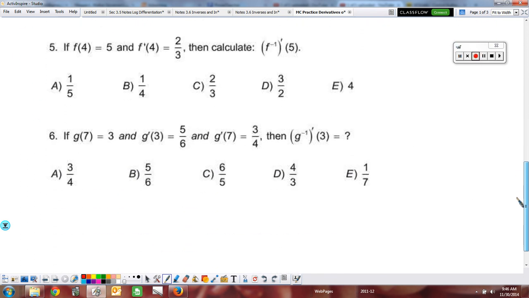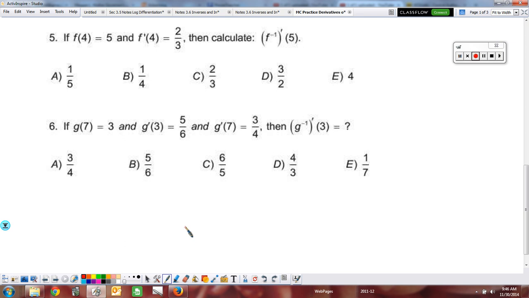All right, let's come down here. I'll do number 6. All right, so I know g of 7 is 3. Now, you also realize that if g of 7 is 3, immediately, because this is an inverse, find the slope of an inverse, you should be like, hey, g inverse of 3 equals 7, corresponding point. All right, we know the slope at 3 on g is 5/6. We know the slope of g at 7 is 3/4. They're asking me to find the slope on the inverse at 3.